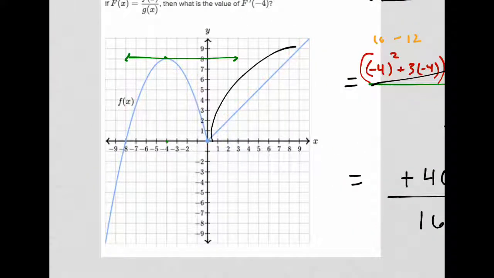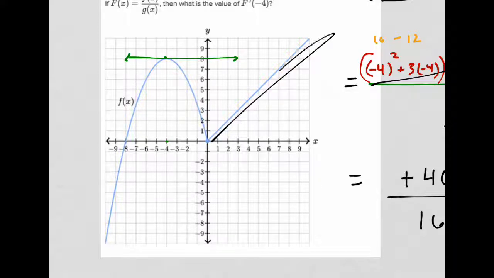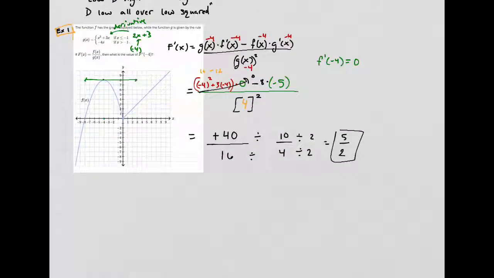Why did we not use this side? Well, we're plugging in negative 4. Right? Negative 4 is over here. So we're not going to take the slope of this unless we're plugging in like positive 4 or 5 or something like that. So there you go.